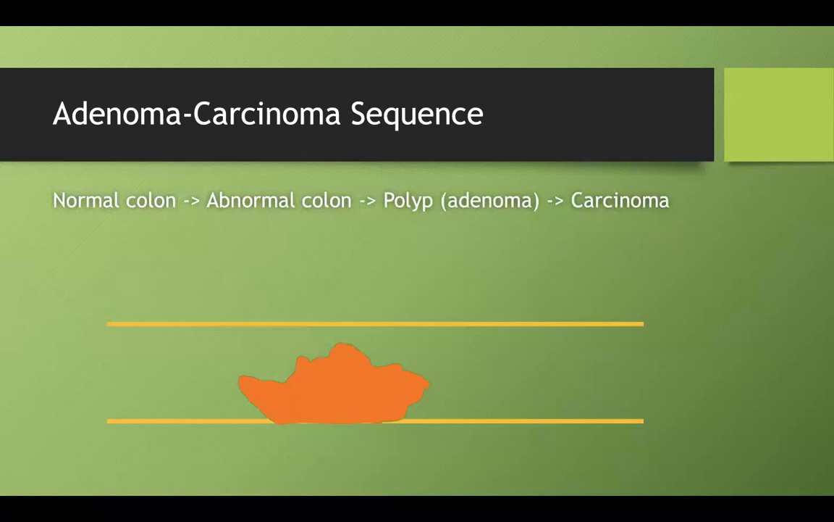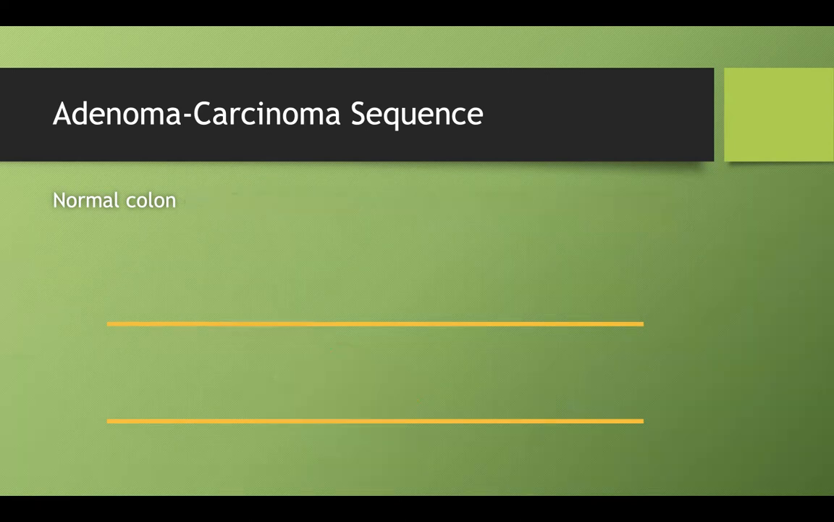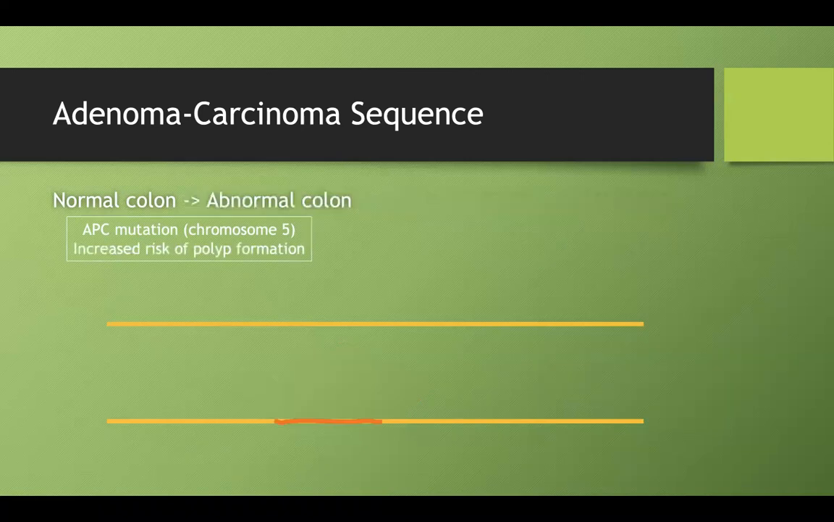So you can see there's three different things that happen here to go from normal colon all the way to a carcinoma. So what are those things? Well, the first mutation that happens is an APC mutation in chromosome 5. And this can increase your risk of polyp formation. The second mutation that'll happen is something called a KRAS mutation, and if you have a KRAS mutation at this site, you'll end up forming an adenoma.